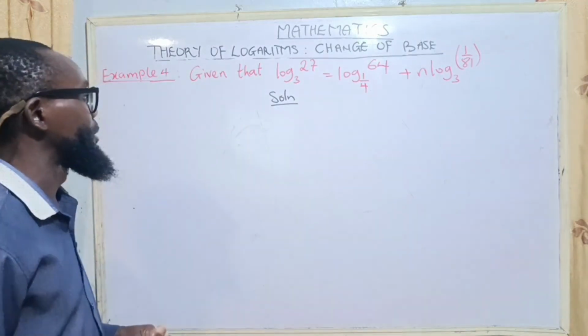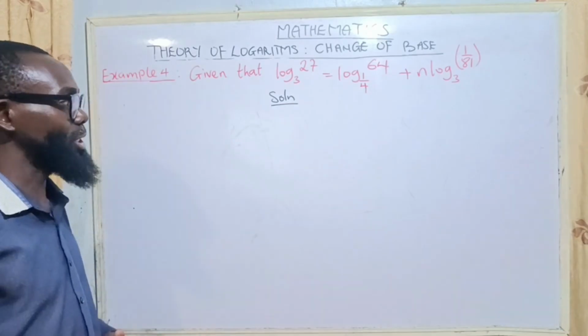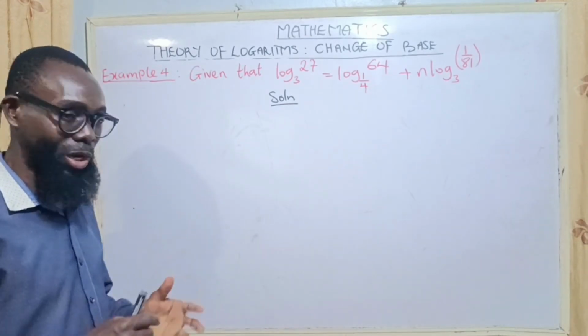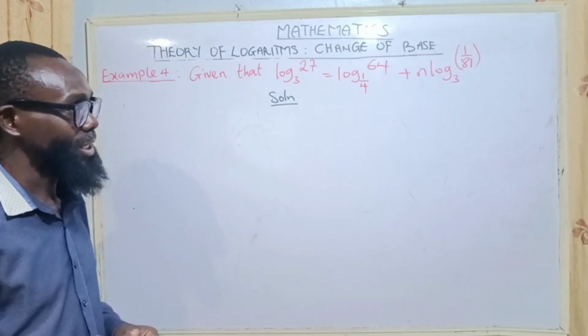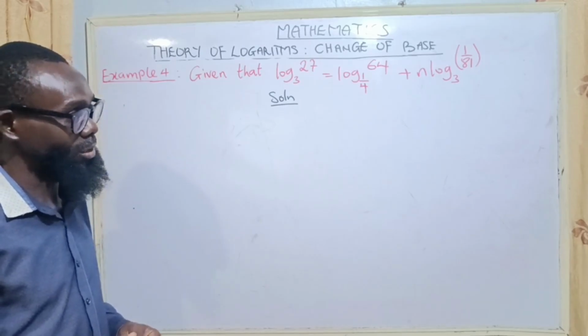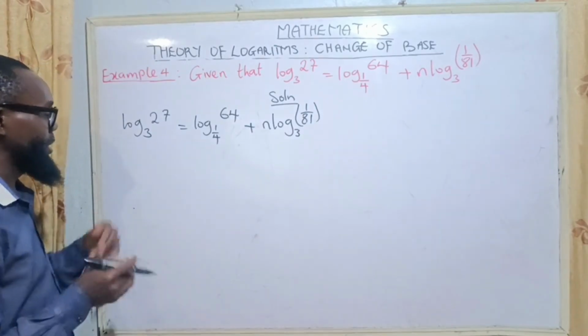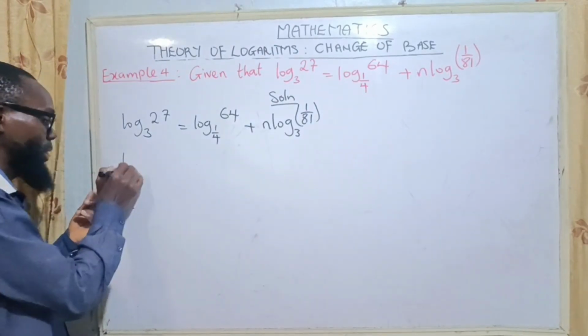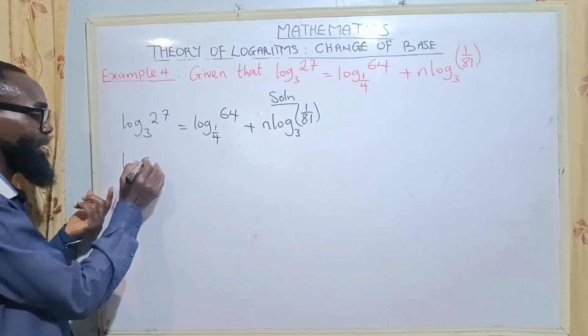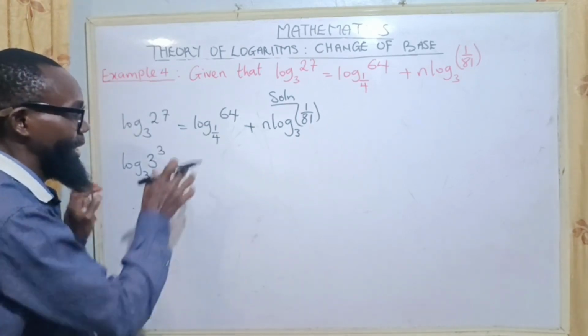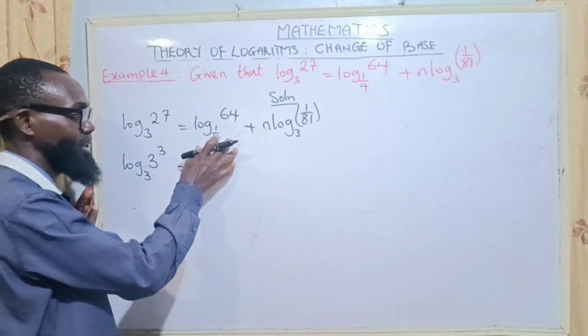Example 4. Given that log 27 base 3 is equal to log 64 base 1 over 4 plus n log 1 over 81 base 3. Now let's look at this question now. This one is very simple. Log 27 can be written as 3 raised to power 3, then base 3, is equal to, in this case I have to do change of base for this.